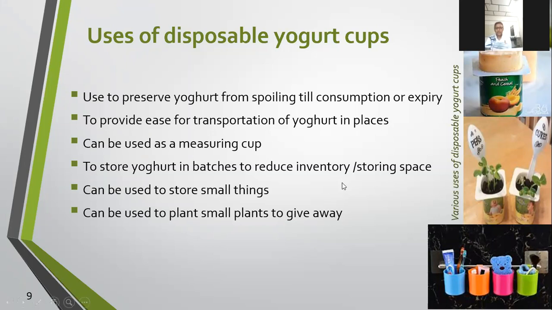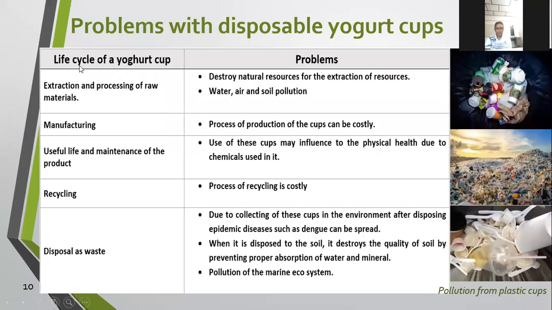As you can see in this slide, the problems related to the yogurt cup are as follows. Extraction of the raw materials causes severe impact on the environment, and the manufacturing is also costly, since they are harmful to physical health. The process of recycling is also costly, and the process of disposal causes environmental pollution. Therefore, to talk about the alternatives, I would like to hand over to Kitney.